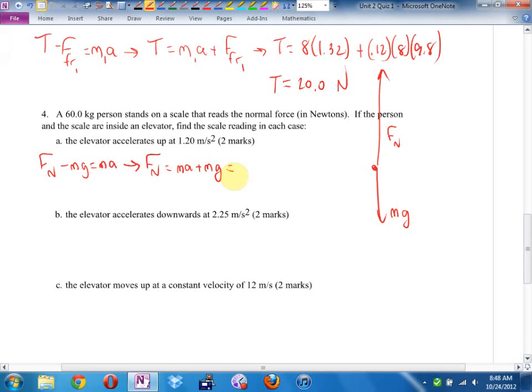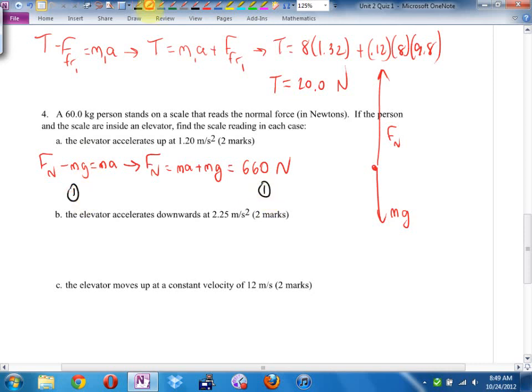G is 9.8. What'd we get? 660 newtons, sounds right to me. 1 mark for this equation. 1 mark for the answer.